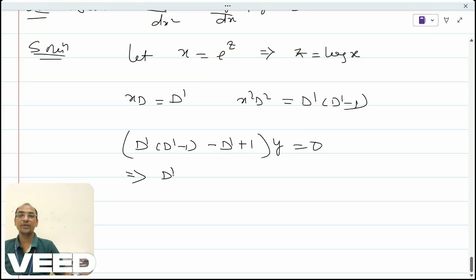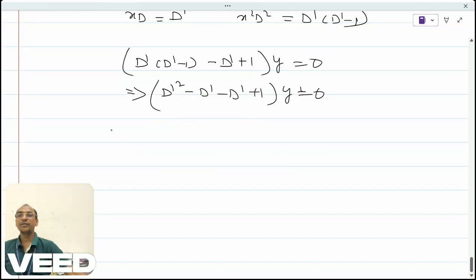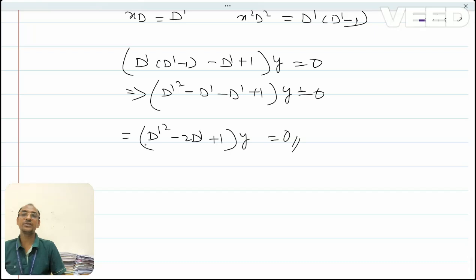That means D dash square minus D dash plus 1 of y equal to 0. Further, you can simplify this and write it as D dash square minus 2D dash plus 1 of y equal to 0. Here you can see that it is a differential equation which does not contain any variable as a coefficient. But remember that this differential equation is in terms of z. We started with the differential equation in terms of differentiation with respect to x, denoted D, and then converted it to the differential equation in terms of D dash, which is nothing but the differentiation with respect to z.